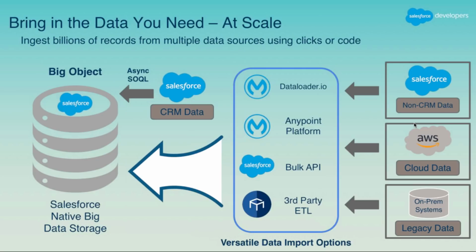This can range from point-and-click tools like dataloader.io from our, actually no longer our partners, actually our friends at MuleSoft who are now part of our Ohana, all the way to more advanced tools like the MuleSoft Anypoint platform or the Salesforce APIs, most specifically the Bulk API. And then of course this can be any other kind of third-party ETL solution for moving massive amounts of data into Salesforce. But rather than dropping that into a standard or custom object, we can bring that into a big object and then use that data within the big object for anything else that we need to build within Salesforce.